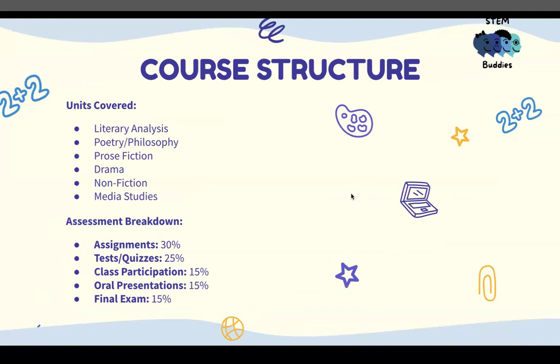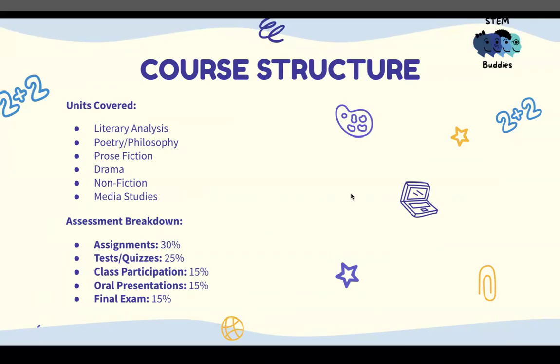We'll do literary analysis, but it will not be for all of these. It'll be for a handful, two or three. For my year, I did poetry and philosophy, nonfiction, and media studies. But your teacher might do different ones. They might do the same ones that I did, or different ones, or a mix. Doesn't really matter.